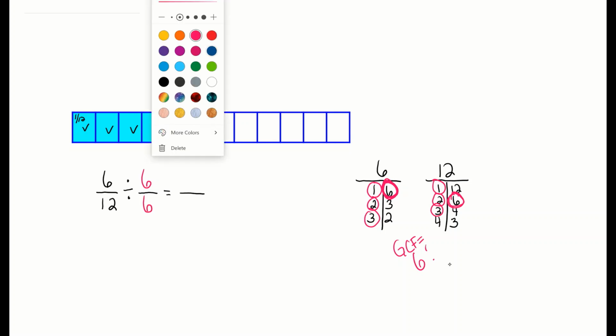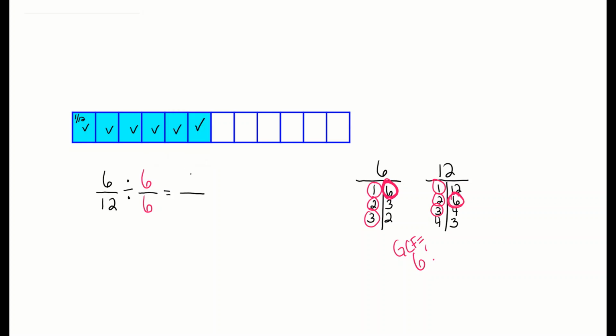So if I divide both my numerator and denominator by that greatest common factor, I will see, let me get this pink out of here, sorry, no more pink. We will see that 6 divided by 6 is 1, 12 divided by 6 is 2. Let's see. 6/12 is equivalent to 1/2 because I divided by a fraction equivalent to 1 whole. Let's use this model to see if that checks out.